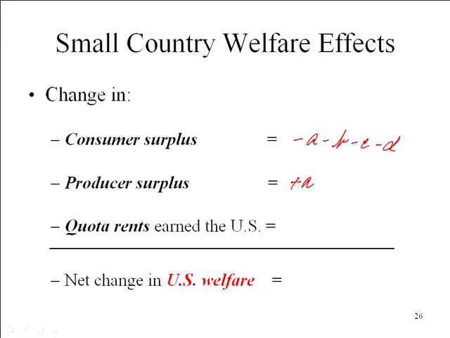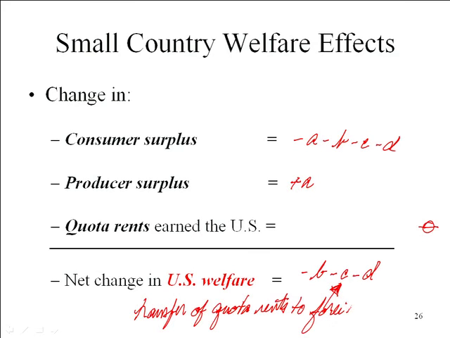But the quota rents earned in the U.S. are zero. We don't earn any quota rents in the U.S. So when we think about the net change, we still have our production and consumption distortions, but now we also have this transfer of quota rents to foreigners. Notice that this is also unambiguously negative, and this is a greater loss of economic welfare than in the case where you keep the quota rents domestically.